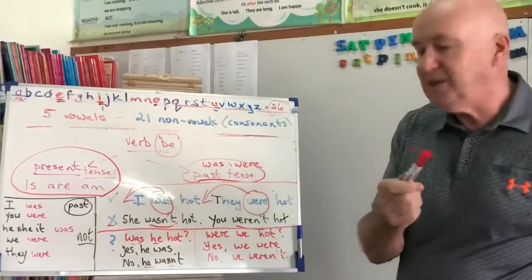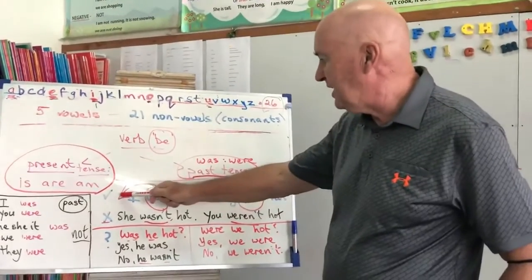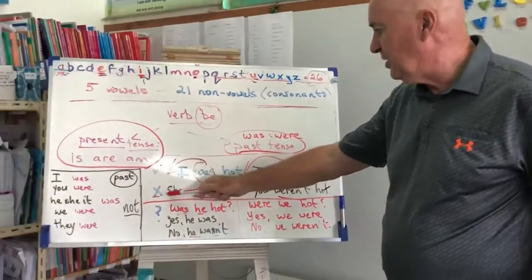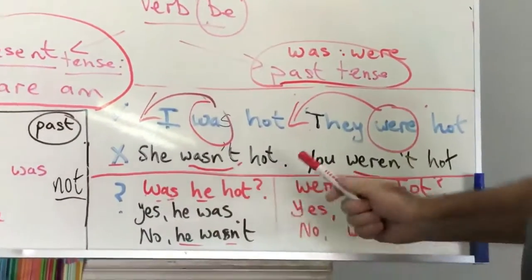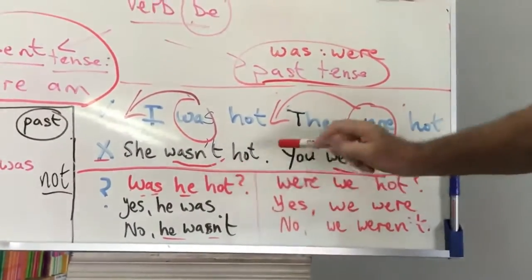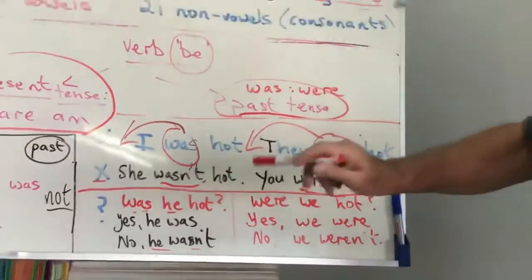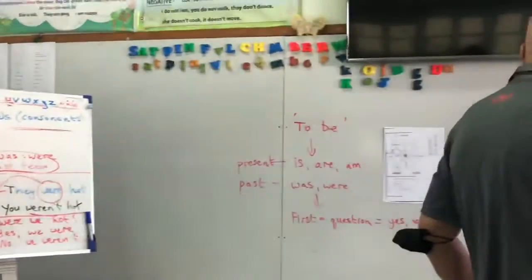So that's the three things you have to know. How to say yes, how to say no, we use not, how to make a question, we put was or were first. Now, a little bit more on this first before we do some work.